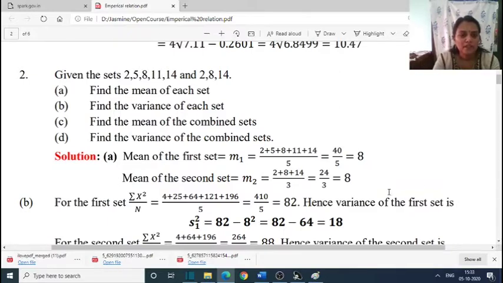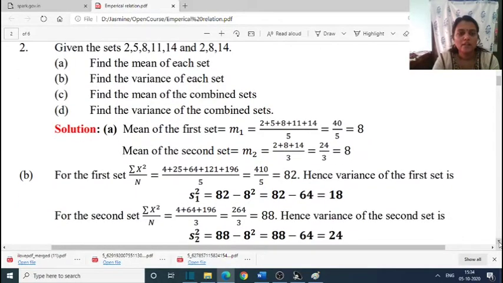So the mean of the first set, M1, is equal to 2 plus 5 plus 8 plus 11 plus 14, adding all the numbers, divided by 5 since there are 5 elements, so 40 by 5 is equal to 8. The mean of the second set, M2, is equal to (2 plus 8 plus 14) by 3, which is 10 plus 14, 24 by 3, equal to 8.